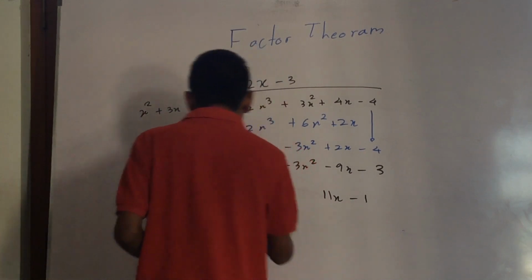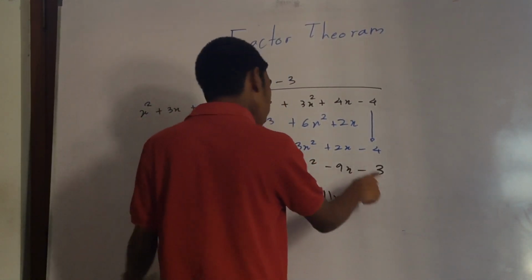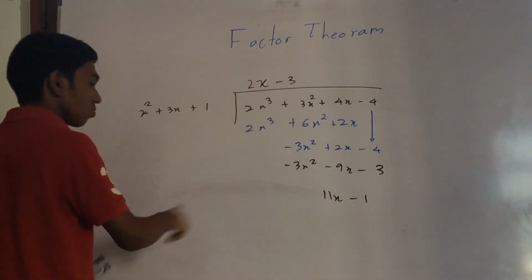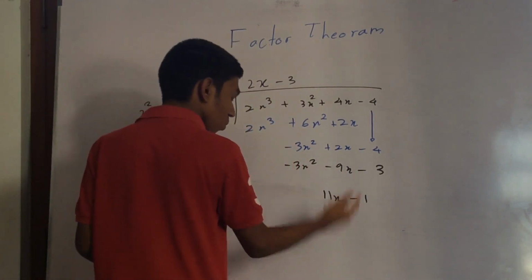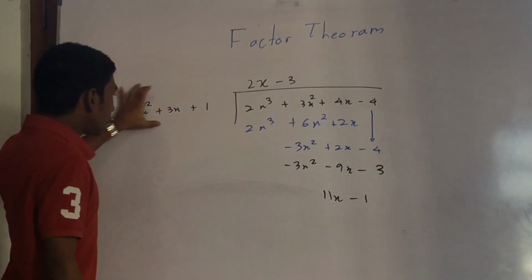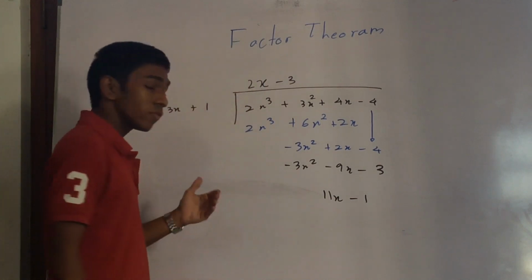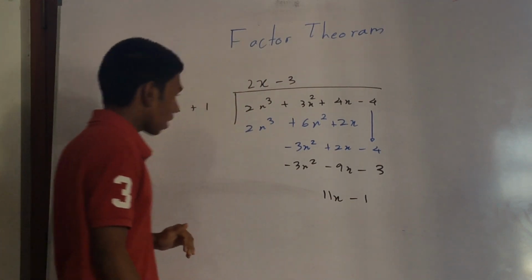Here we can't go further than this, because here the degree is 1, x to the power 1, x to the power 0. The highest power of the variable is x to the power 1, so the degree is 1. Here the degree is 2. So here the degree is lower than the degree here, so we can't go further than this. This is the furthest we can come.